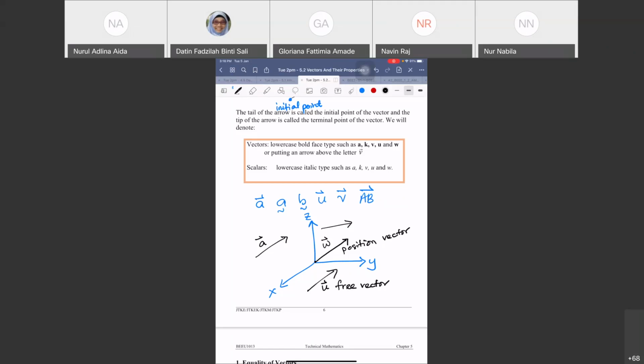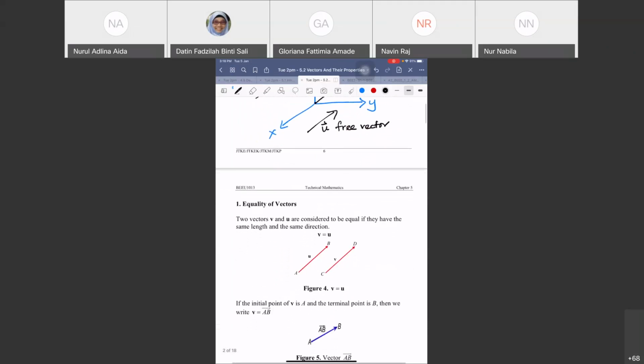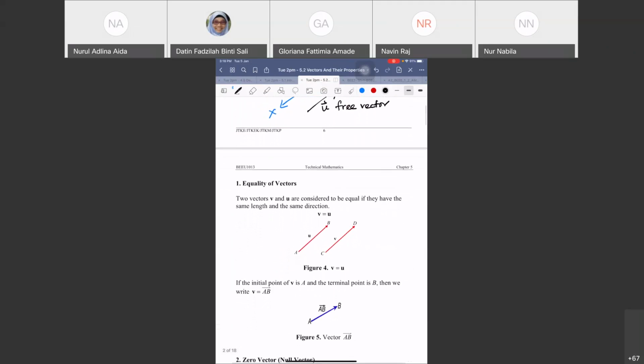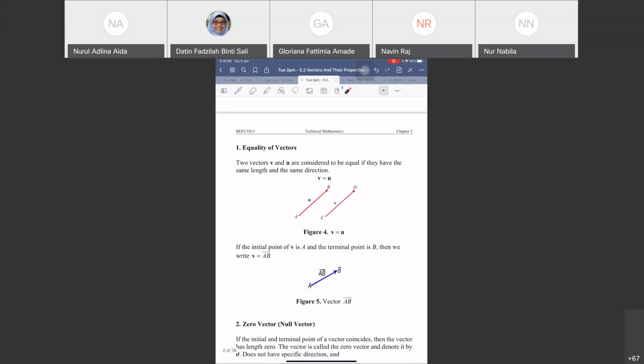All right, and for vectors, you remember you can equate them, or that's what we call equality of two vectors. Two vectors are said to be equal if they have the same length and same direction. So assuming that you have this vector AB, or we can represent it by U, and another vector V or vector CD, if they have the same length and same direction, then we say these two vectors are equal.